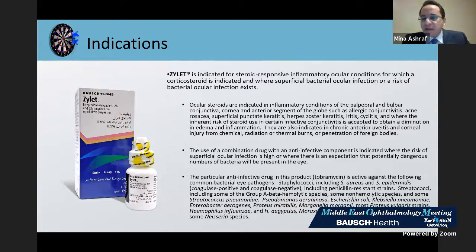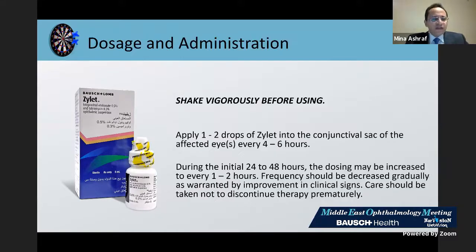They are also indicated in chronic anterior uveitis and corneal injury from chemical, radiation, or thermal burns or penetration of foreign bodies. For tobramycin, the use of a combination drug with an anti-infective component is indicated where the risk of superficial ocular infections is high and where there is an expectation that a potentially dangerous number of bacteria will be present in the eye. As for the dosage and administration of Xylet, first of all, it's recommended to shake vigorously before using because Xylet is a suspension.